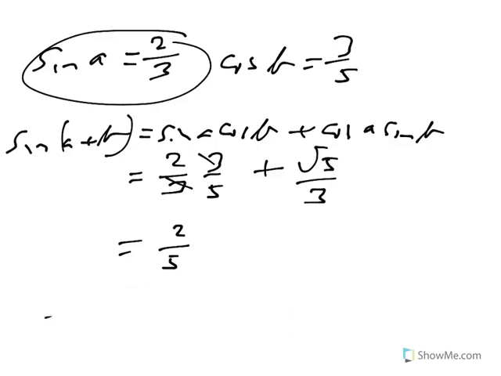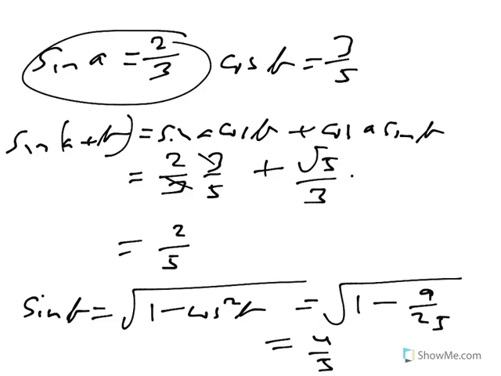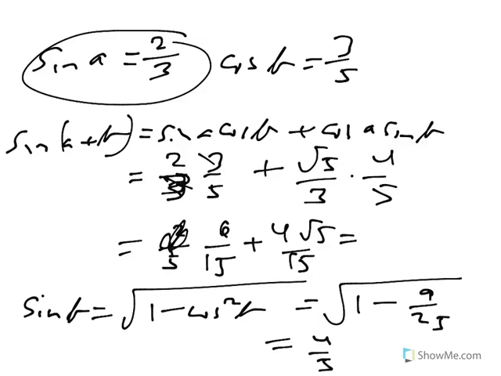It's also true that sine A is the square root of 1 minus cosine squared A, so I can do sine B is the square root of 1 minus cosine squared B, which is the square root of 1 minus 9 over 25. That one actually ends up becoming 4/5. I should leave these 3's in here. So I have 6 over 15 plus 4 root 5 over 15, which is 6 plus 4 root 5 over 15. That's the exact answer.